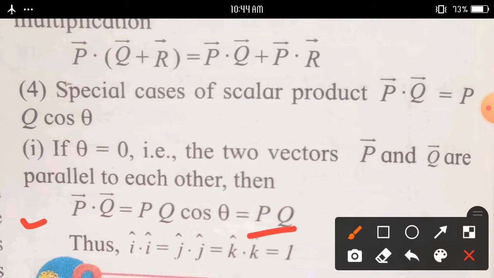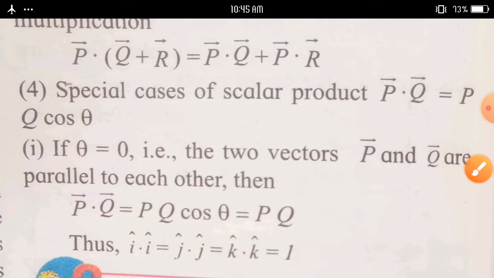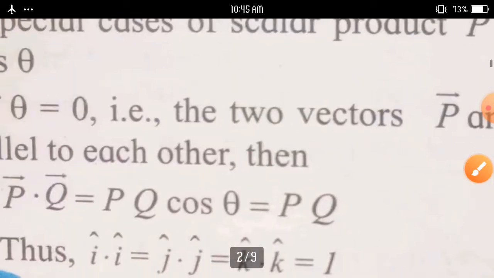Thus we can write i cap dot i cap is equal to j cap dot j cap is equal to k cap dot k cap, which is also equal to 1. This is the next characteristic.